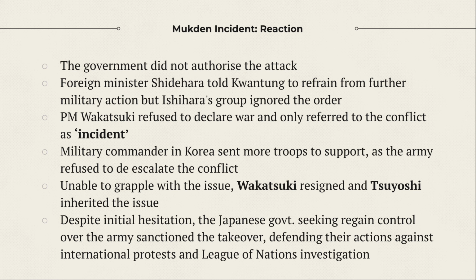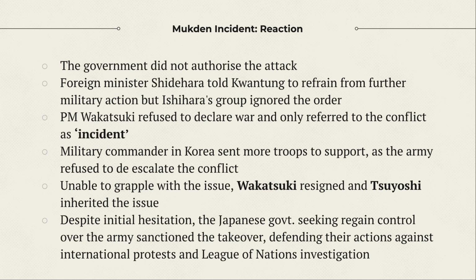The government does not authorize this attack. There is no word from Tokyo to give them the authorization to go and attack Manchuria. The foreign minister, Shidehara, told the Kwantung army to refrain from further military action, but Itagaki's group ignored the order. So they're now ignoring orders from high political ministers. They're no longer under control of what's happening in Tokyo. The prime minister at the time refused to declare war and only referred to the conflict as an incident, never as a war.